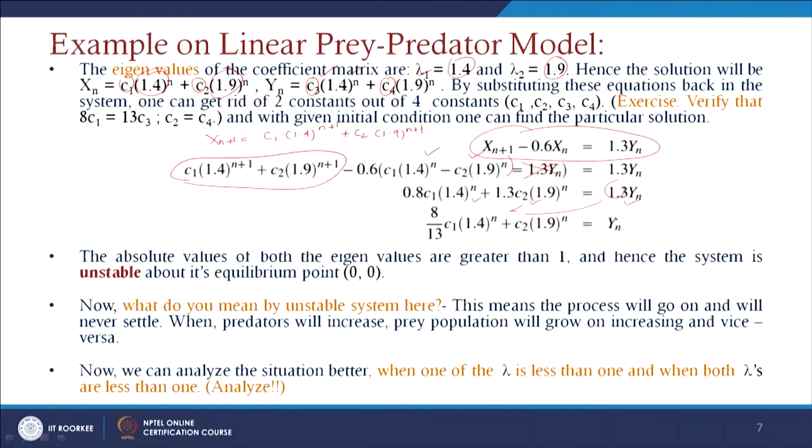Now, if we go for the analysis of these situations in a better way, when one of the lambda i is less than 1 and when both these lambda i's are less than 1. This means that when one of the lambda i is less than 1, then for the other lambda we do not know how it will perform. Maybe we can control one variable, but how the other variable will perform we do not know. And when both these lambda i's are less than 1, then we can say that the system is going towards a stable condition, and we will have a certainly definite solution there.